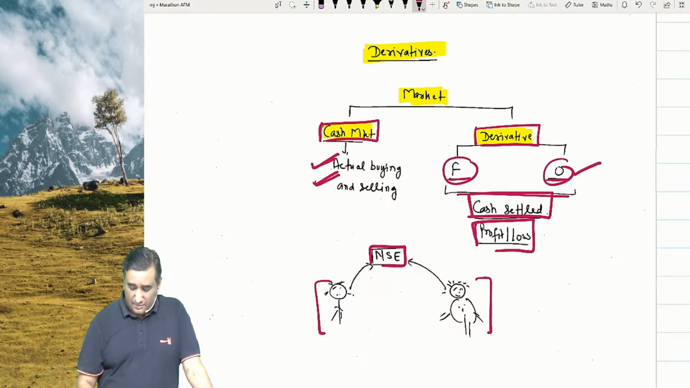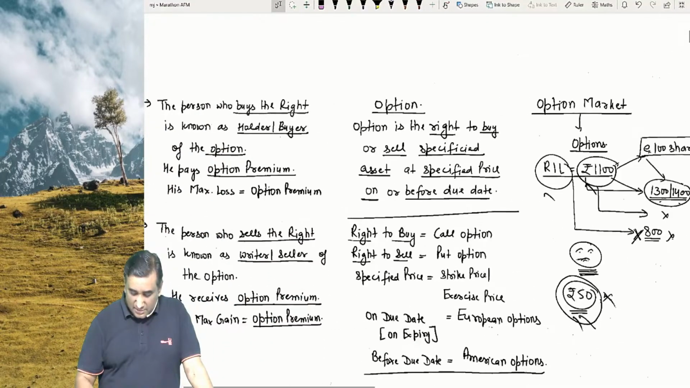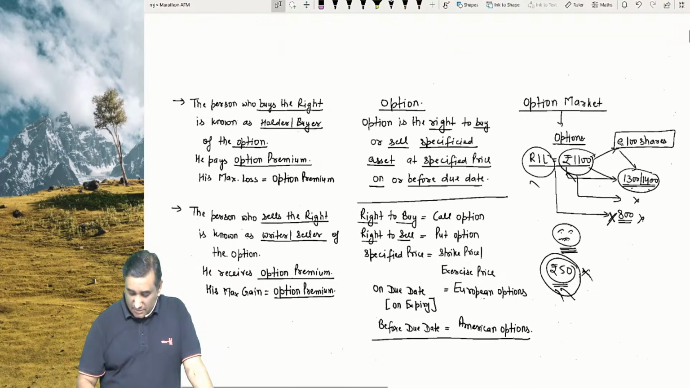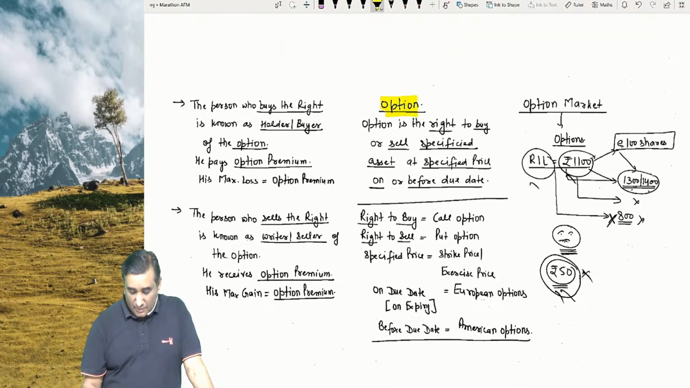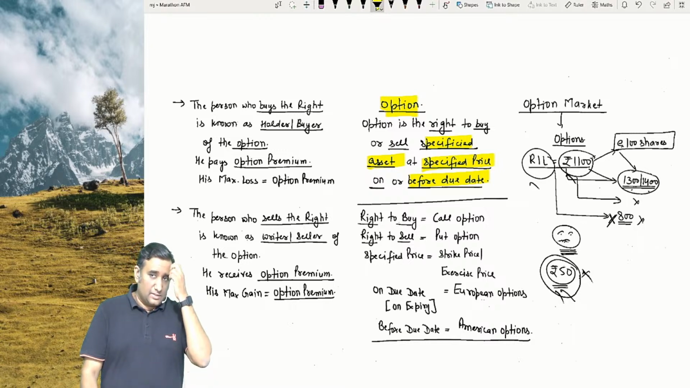I'll start with the option market. Futures and option. If I look at the first prima facie reading of the option, it's a right to buy or sell a specified asset at a specified price on or before the due date. Specified price, that means you can do betting on anything. For example, let's suppose you do not have something in hand and you think the price will fall down. Generally we cannot sell. FNO allows you. So the futures and option market allows you to sell it off.